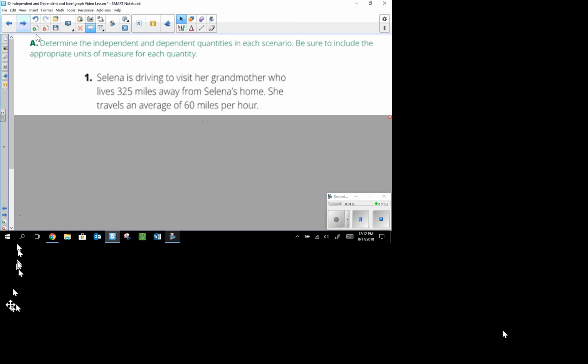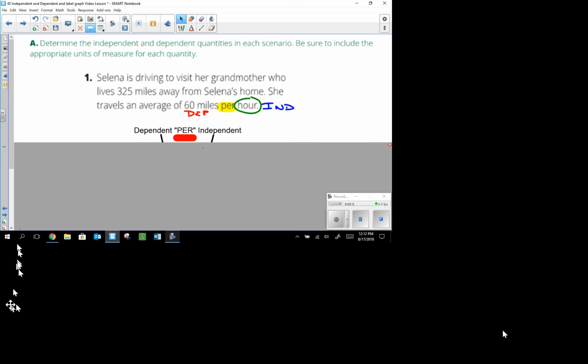Selena is driving to visit her grandmother, who lives 325 miles away from Selena's home. She travels at an average rate of 60 miles per hour. Here we have 2 hints. The first hint we have is the word per. So again, like explained earlier, whatever is after per is going to be the independent, and whatever is before per is going to be the dependent. The other hint is we said anything with time. So in this case, hour is usually going to be independent.